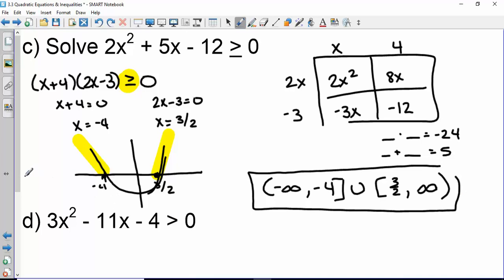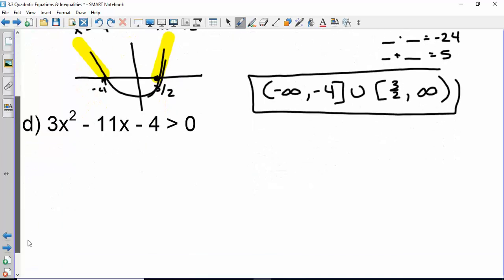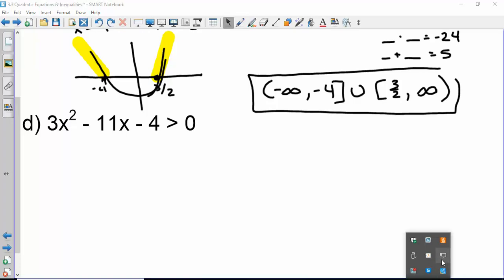Why don't you guys try the next one? 3/2 gets a bracket too, right? Yes, because of the equal to.